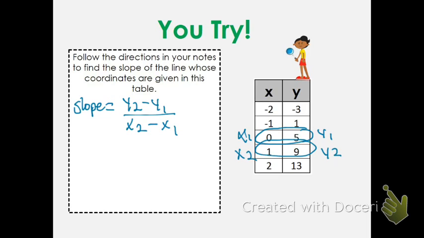And if we use our values from our table, we're going to have 9 minus 5 divided by 1 minus 0. So when we simplify that, 9 minus 5 is 4, 1 minus 0 is 1, so our slope is 4.